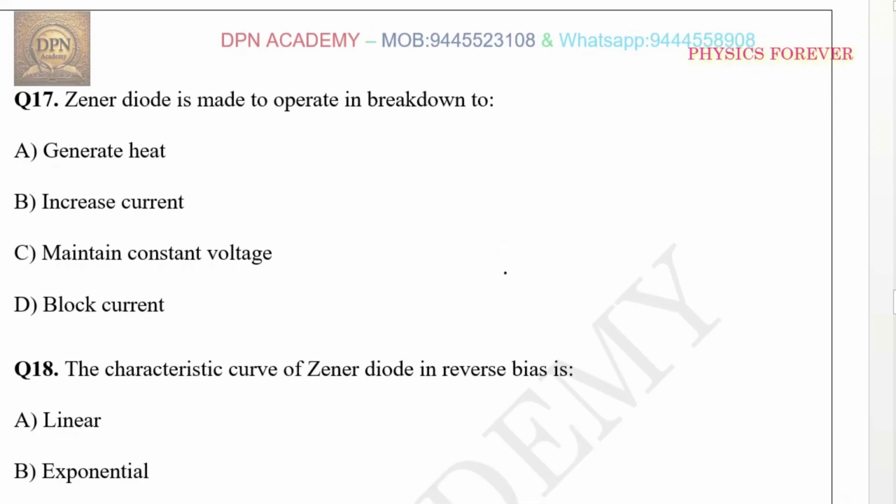So Zener diode is made to operate in breakdown to maintain constant voltage. In a junction diode, when we give high voltage, the diode will break down. To fix that, the Zener diode can be used. So we have to operate the Zener diode in the breakdown condition. It maintains the constant voltage across the diode. In regular classes we have to take this in detail.